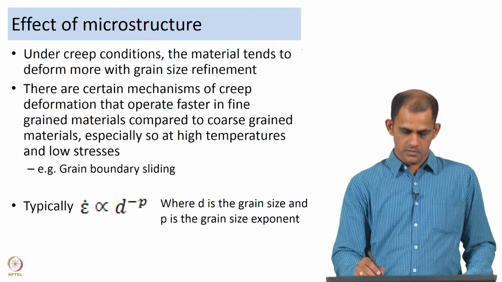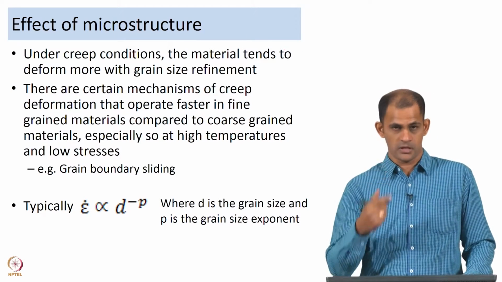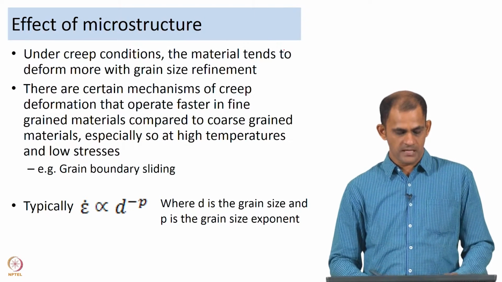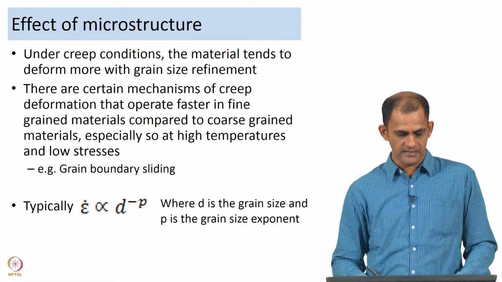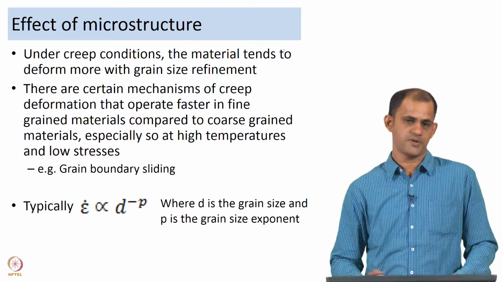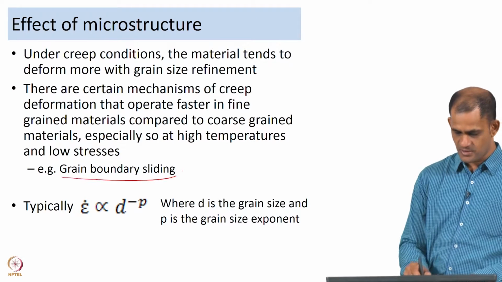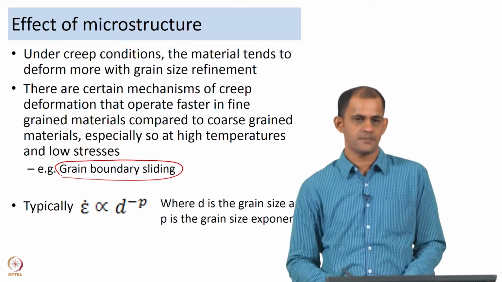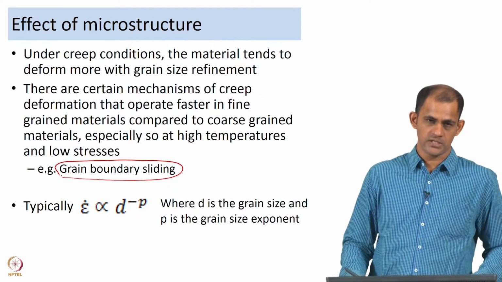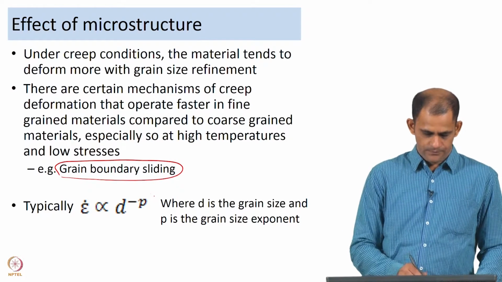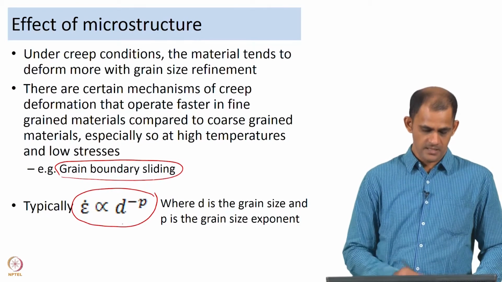So, a summary of what I spoke. Under creep conditions, the material tends to deform more with grain size refinement. Of course, there are certain mechanisms of creep deformation that operate faster in fine grain materials compared to coarse grain materials, especially at high temperatures and low stresses. One of the examples is grain boundary sliding. This is a mechanism of creep, and we are going to talk about this mechanism of creep in the coming portions.